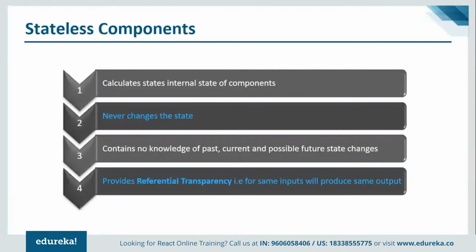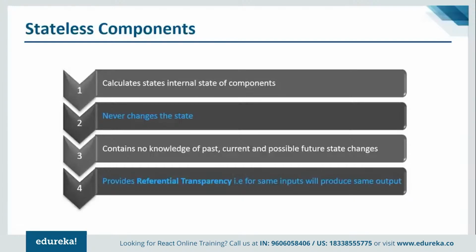These are the stateless components which always calculate the internal state of a component. They can never change the state. Moreover, they do not contain any knowledge of the past, current as well as possible future changes of the state of a component. These stateless components provide the referential transparency. That is, for the same set of inputs, it will always generate the same output. Thus, these components are called the dumb components. Now, I hope you have a fair understanding about the components.